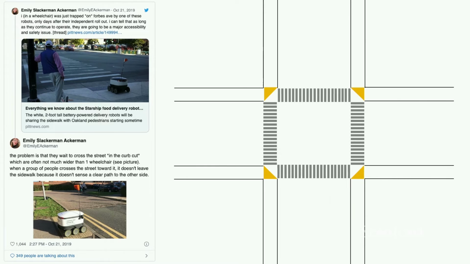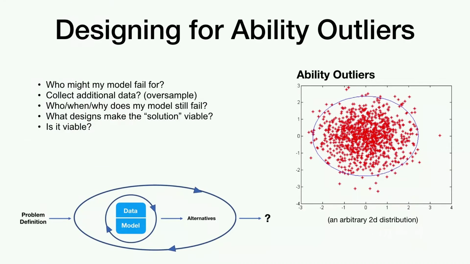So there was a wheelchair user that was trying to go across the road the other way, and they couldn't get up the ramp because the robot was there. The robot doesn't move out of the way. It might stop if it's concerned it's going to hit somebody, but it doesn't move out of the way. And so this got me thinking, I think one of the big challenges in developing systems for real is, how do we design for ability outliers, right?